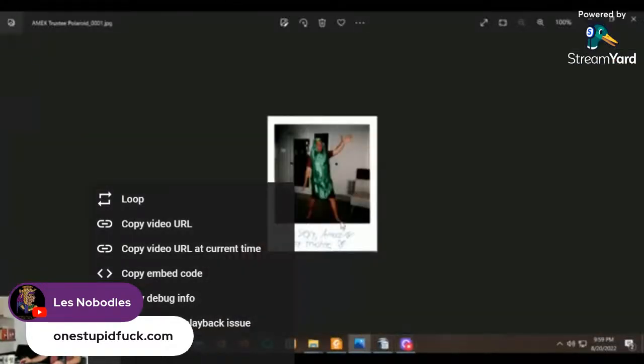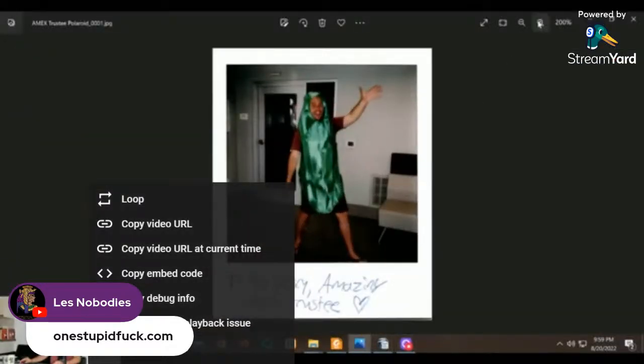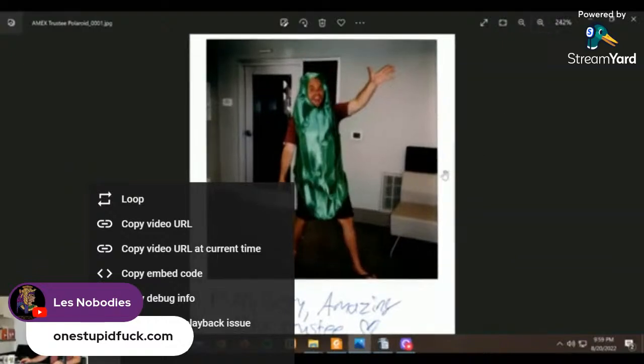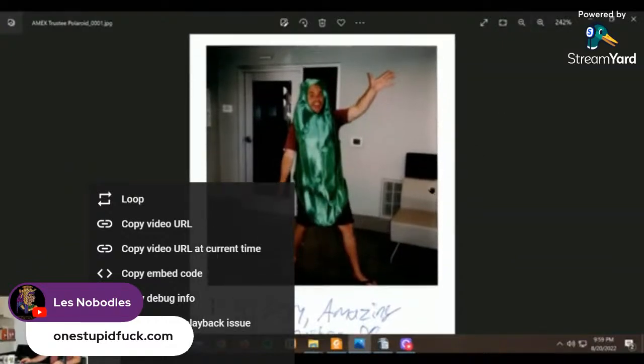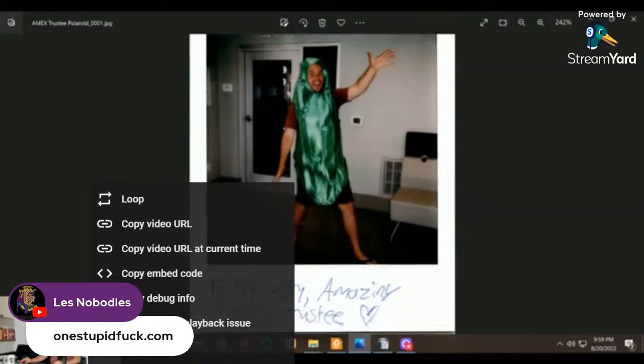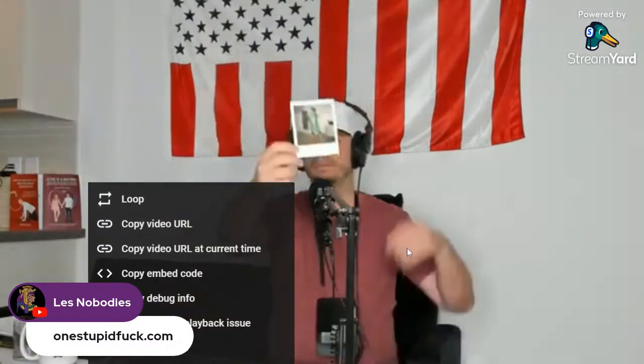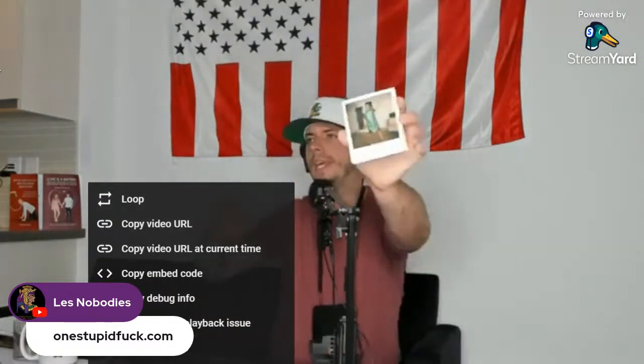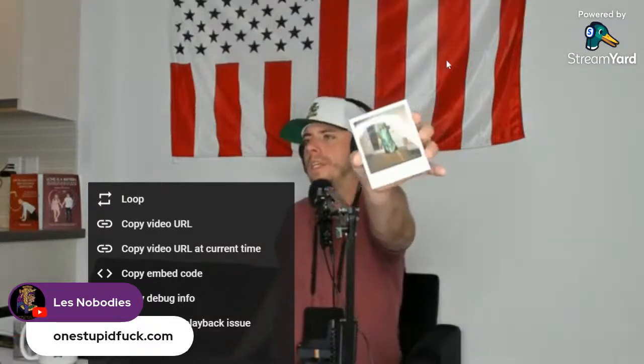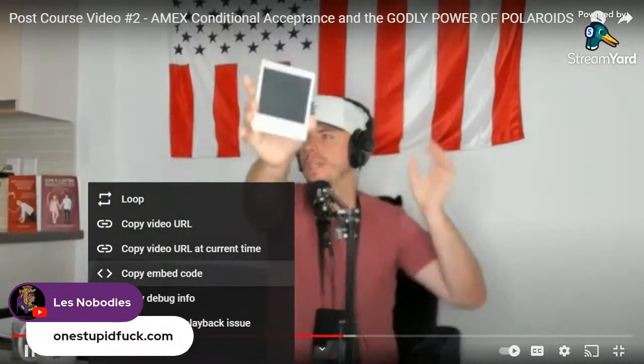So this is a picture of the Polaroid that I made for MX. This is a cucumber outfit that I had bought on Amazon, and I made a Polaroid out of it. And I actually have the Polaroid right here, so I can show it to you guys live before I send it. Here it is right here. So you can see how it looks and the size of it. And then here's the back, and you can see that.